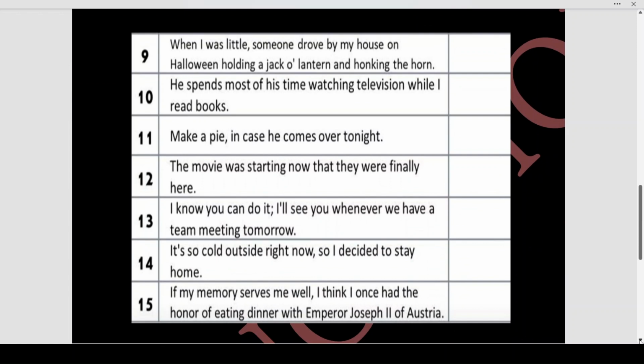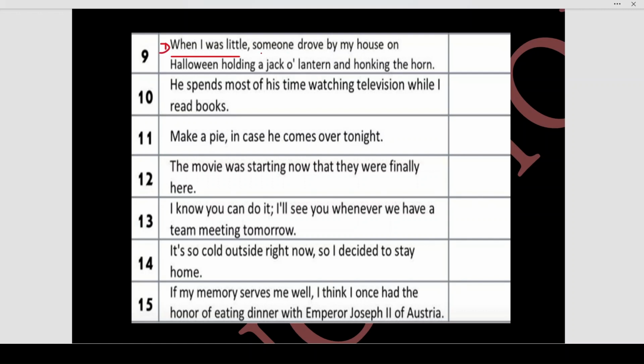Now, when I was little, someone drove by my house on Halloween holding a jack-o'-lantern and honking the horn. Now, the sentence "when I was little" makes no sense. Is it conveying any further meaning? No. "When I was little." So this is the dependent clause.